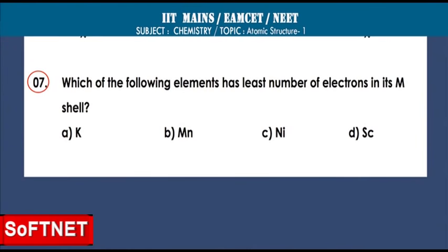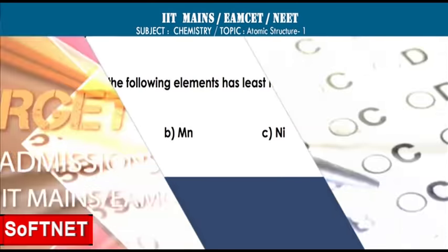We have to identify the element with the least number of electrons. So, least number of electrons come in case of potassium. Correct answer can be taken as A, potassium, for this question number 7.